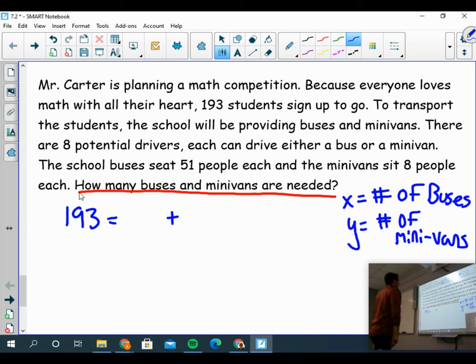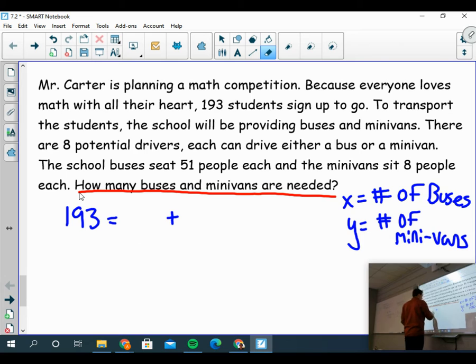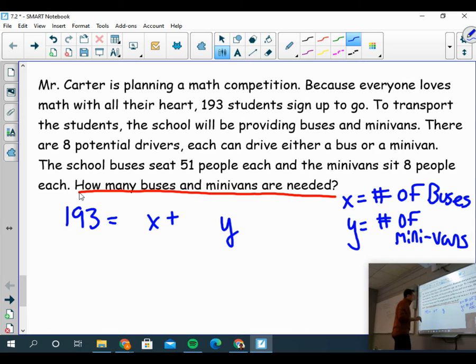What are the 2 parts these kids are split up into? Well, they're either riding buses, which we're saying is X, or they're riding minivans. And we don't know how many, but we do know for buses, I can fit 51 kids per bus. 51 kids can be fit per bus. So if I do 51 times X, I'm going to get the number of people who are riding in the bus. I add that together with the number of people in the minivan, and I should get the total 193.